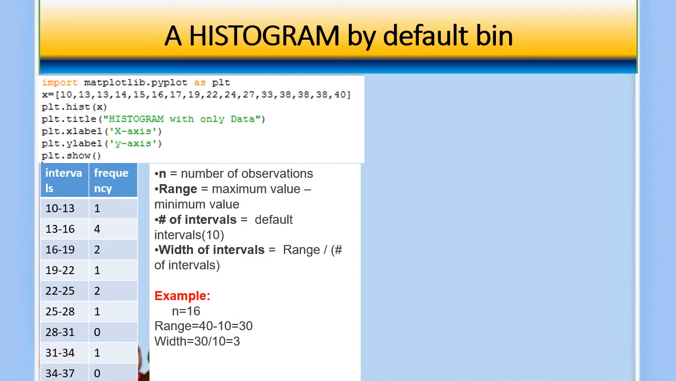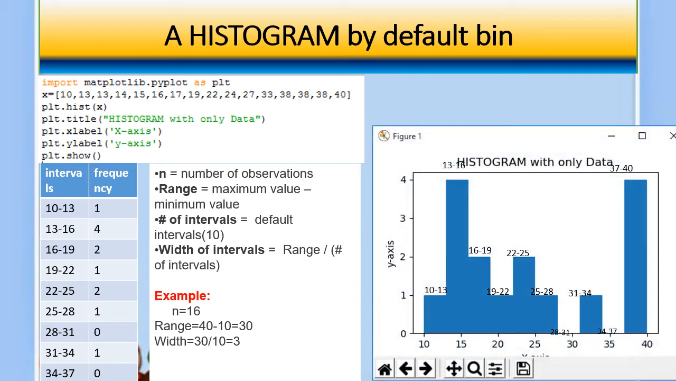Next we classify the intervals. Here 10 to 13 means below 13. What values are available in x? Only one, so the frequency is 1. Next, start from 13 and go below 16. Totally 4 values: 13, 13, 14, 15. Likewise you continue to find the rest, and then we can draw the graph.